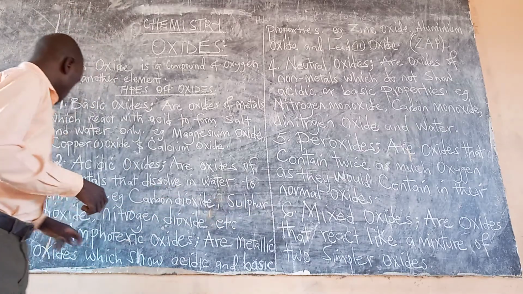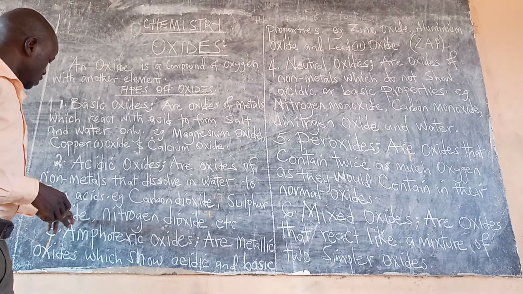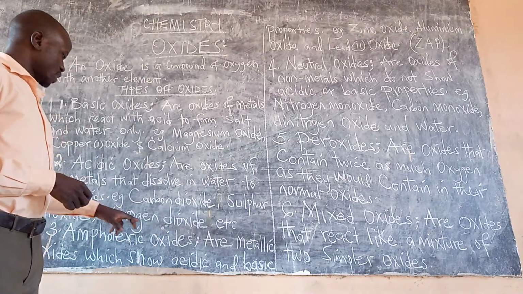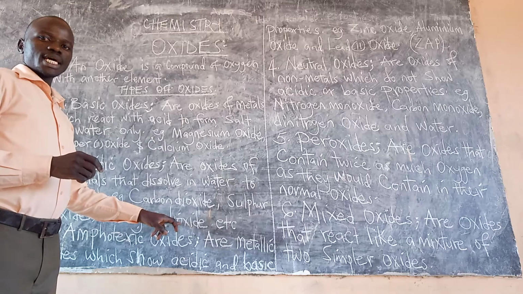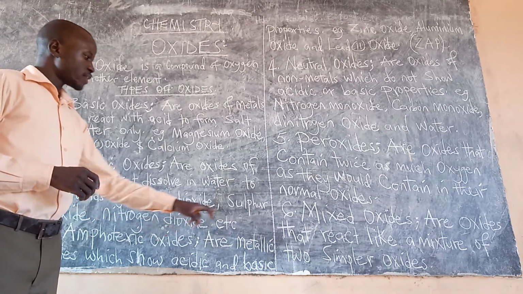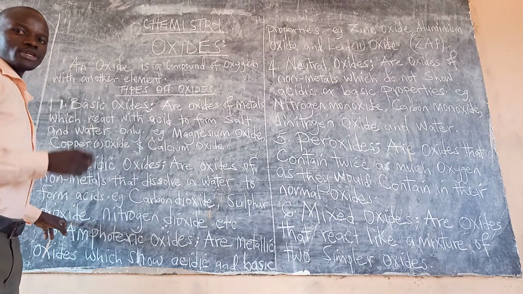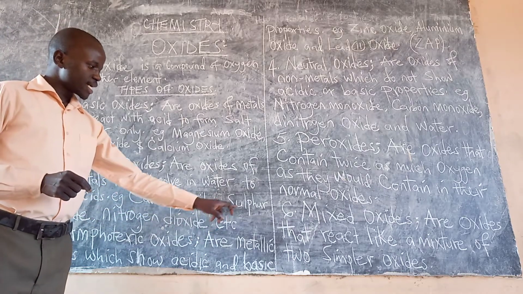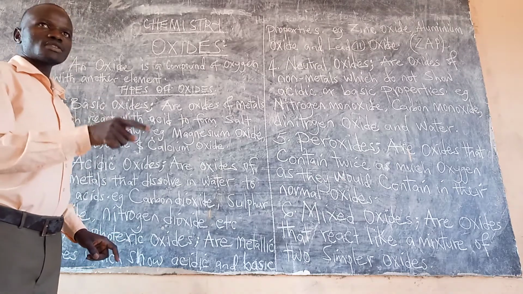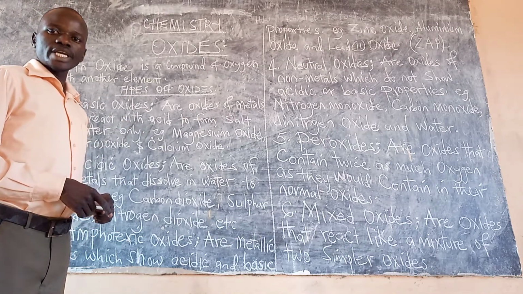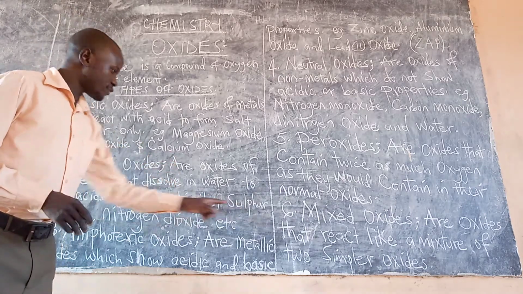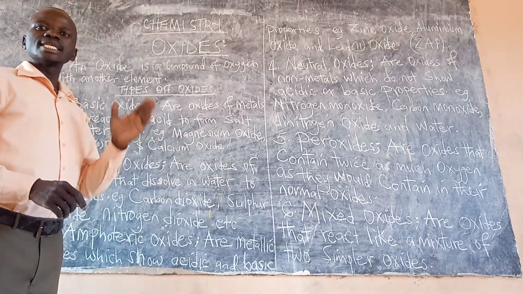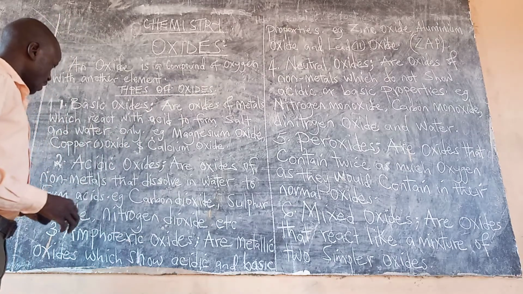Another one is sulfur dioxide. We have nitrogen dioxide. With nitrogen dioxide, when you dissolve it in water, you get nitric acid. However, sulfur dioxide, when you dissolve it in water, you get sulfurous acid. Then there is another one that I did not write here, sulfur trioxide. When you dissolve sulfur trioxide in water, you get sulfuric acid. So there is a difference between these. Sulfur dioxide gives sulfurous acid, sulfur trioxide gives sulfuric acid. So that is the acidic oxide.